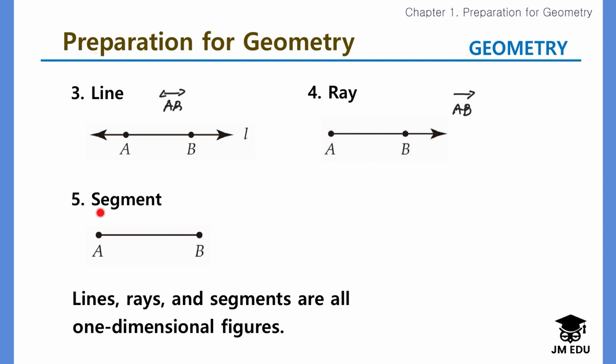Number 5 is a segment. Segment is sometimes called line segment. It is a part of a line between two of its points. And these 2 points are often called endpoints. So if the segment has 2 endpoints A and B, the mathematical symbol of this segment is segment AB. Lines, rays, and segments are all one-dimensional figures. Okay?